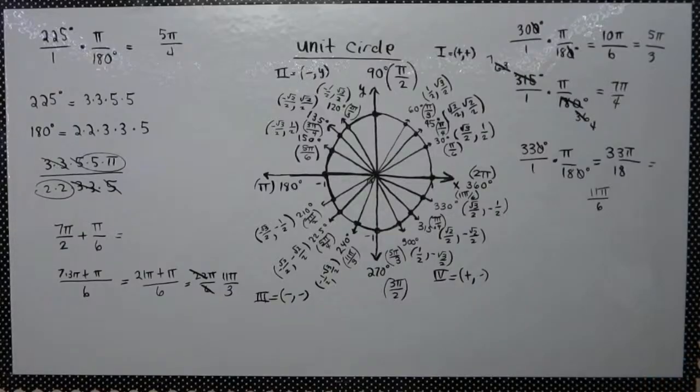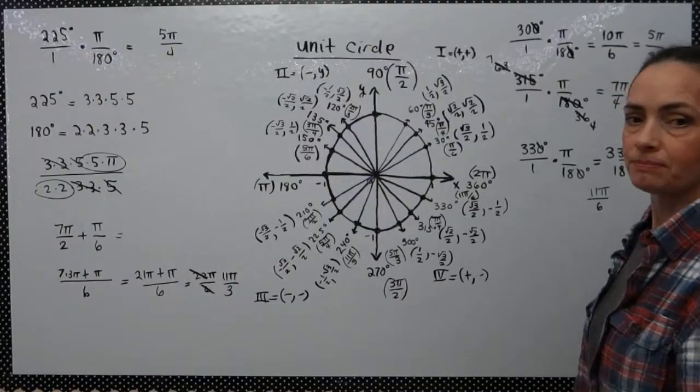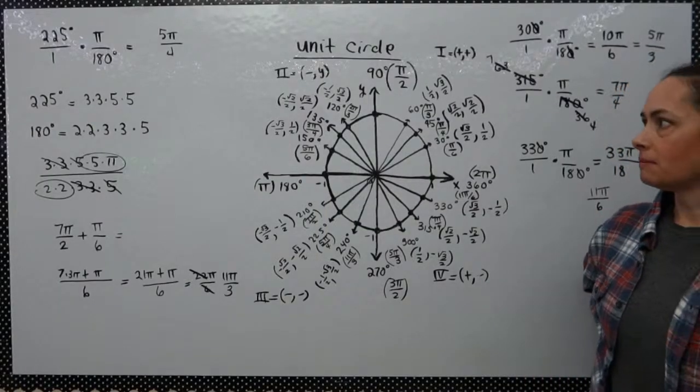All right, so we've got 11 pi over 6, 7 pi over 4. Yeah, looks like I did good. 5 pi over 3. Yeah, all right, good. I don't really see any mistakes, but it could happen. It's easy to do.